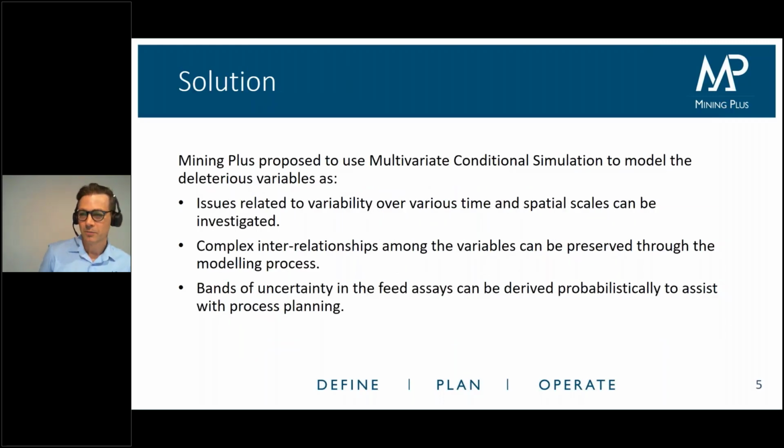After playing around with the new multivariate conditional simulation tool, we found it was working quite well, so we proposed to use that to model the deleterious variables. And then with that, we can investigate the issues related to variability over various time and spatial scales. We can look at the complex interrelationships among the variables as they are preserved throughout the modeling process. And bands of uncertainty in the feed assays can be derived probabilistically to assist with process planning.